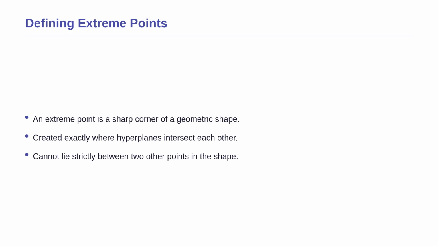Now that we have our flat walls, what happens when they crash into each other? They create an extreme point. An extreme point is simply a sharp corner of a geometric shape, formerly known as a vertex. Imagine standing exactly on the sharpest corner of a triangular room. You cannot take a step in two opposite directions and still remain inside the room. These corners are created exactly where our hyperplanes or constraints intersect with one another, locking us into a specific position.